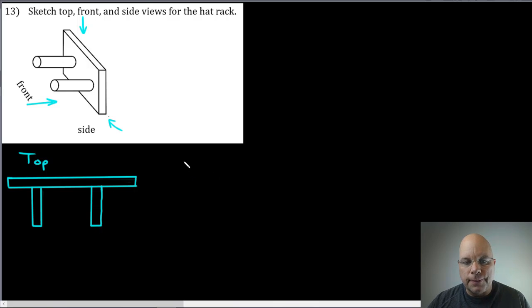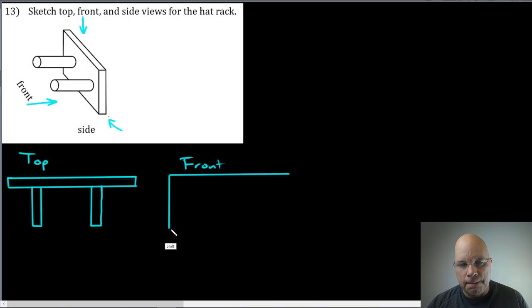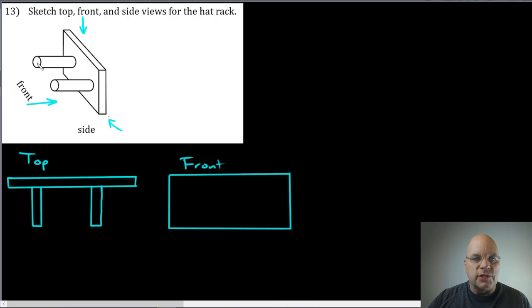The front view would be looking this direction, straight at this, so you'd see this back piece, this large rectangle. And that's where you would see these two circular faces in this front view only. You would see these two little circular pegs.